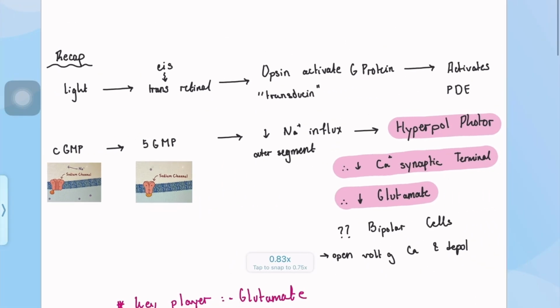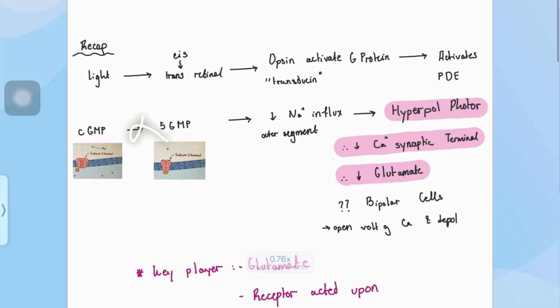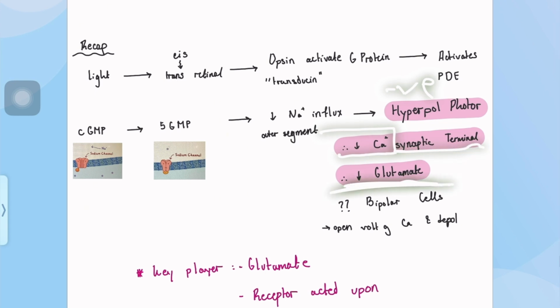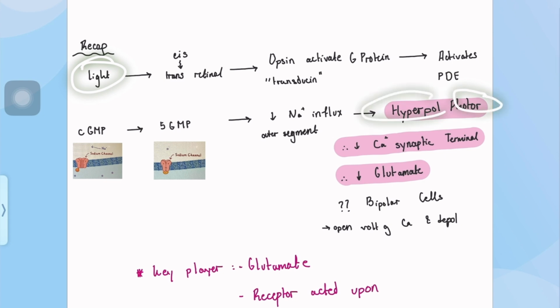Now, when this is inhibited by PDE, there will be less sodium influx into the photoreceptor, and it will be hyperpolarized, yani more negative. This will cause less calcium influx at the synaptic terminal, and ultimately less glutamate at the synapse between the photoreceptor and the bipolar cell. So light causes the photoreceptor to be hyperpolarized and ultimately less excitatory neurotransmitter at the synapse. So in the darkness, it's going to be the opposite of this. The photoreceptor will be depolarized and there will be more glutamate in the synapse.